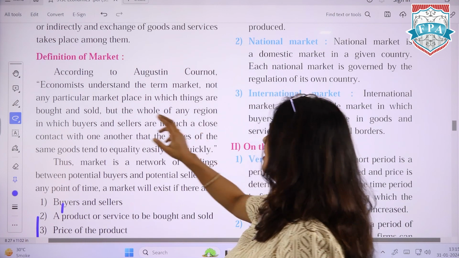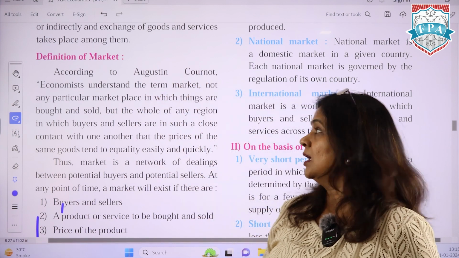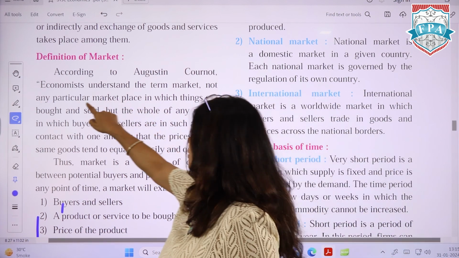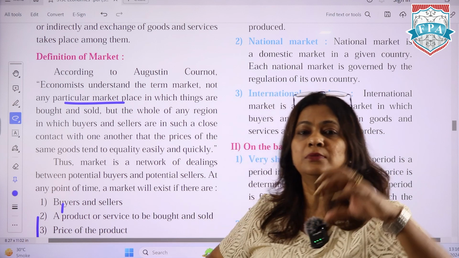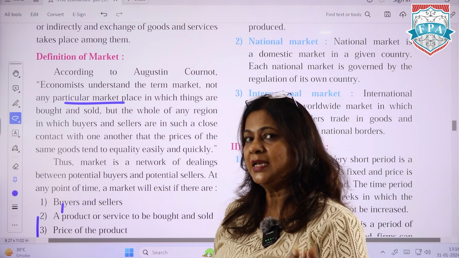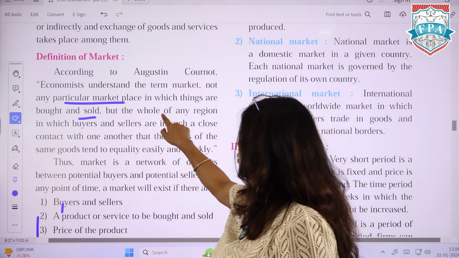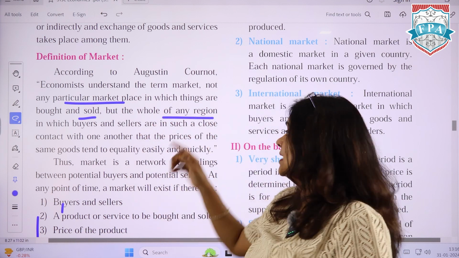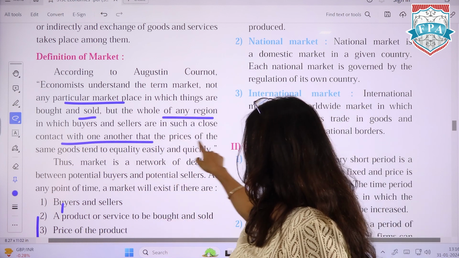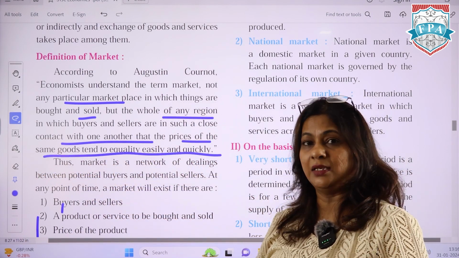So the definition given by Augustin Cournot is, according to him, economists understand the term market as not only one particular place. You don't have to write it in inverted commas, but please remember what he is trying to say. Market does not mean any one particular place in which things are being bought and sold, but it's the whole of any region where buyer and seller come in such close contact with one another that the prices of the same good tend to equality easily and quickly.